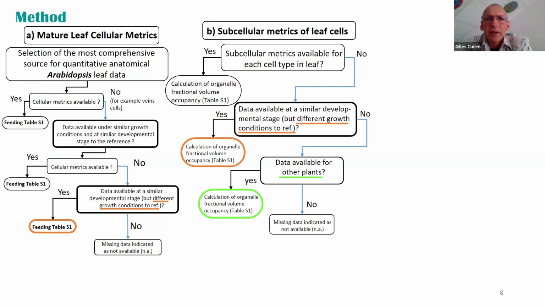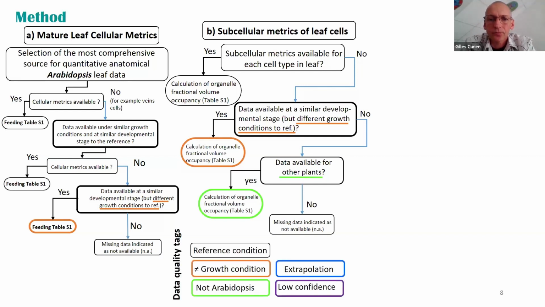Okay, for the subcellular matrix of the leaf cells, not surprisingly, the amount of information is lower. And very quickly, we have to degrade our standards and use different growth conditions and even different plants. So this might surprise you, but if you're interested in chloroplast, for example, you have to rely on old data that were acquired on spinach. And this is also a way to show that there is some room for improvement. So the idea of the atlas is to be quite transparent.